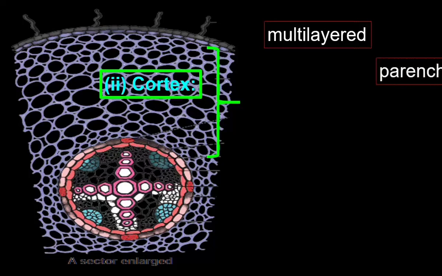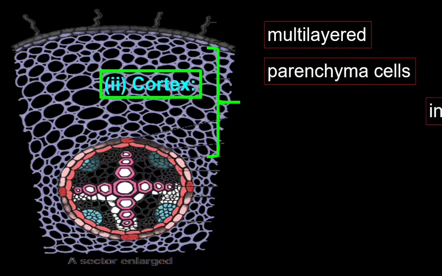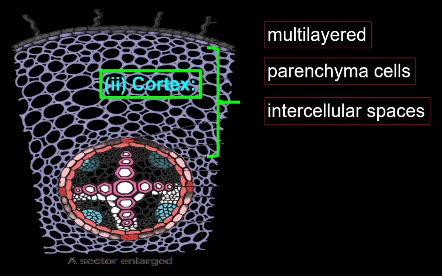How are the cells arranged? The parenchyma cells are arranged with lot of intercellular spaces. What is meant by intercellular spaces? The space between cells are called as intercellular spaces.